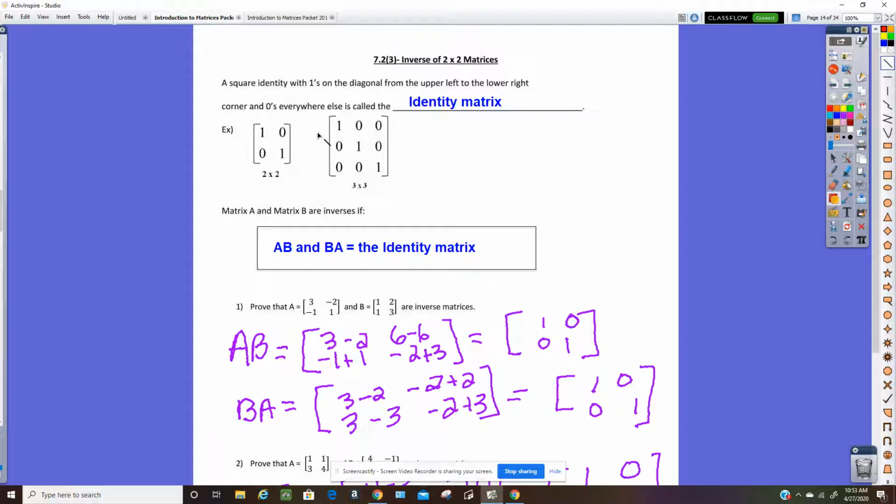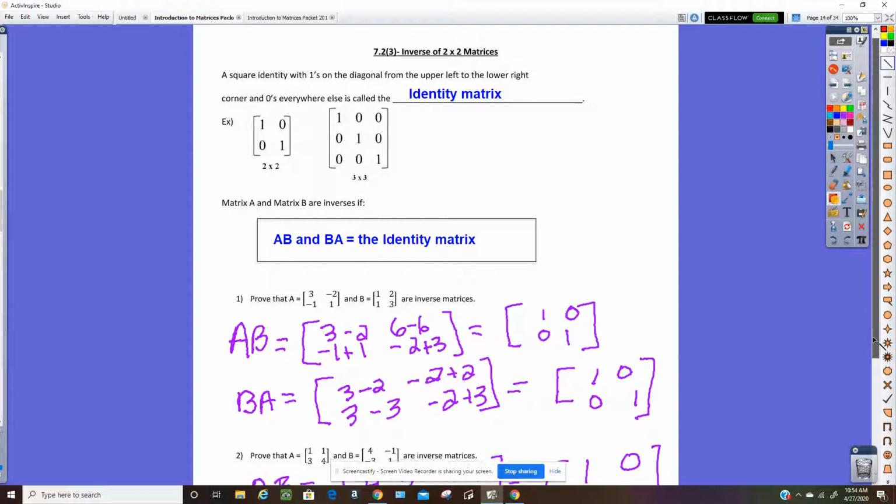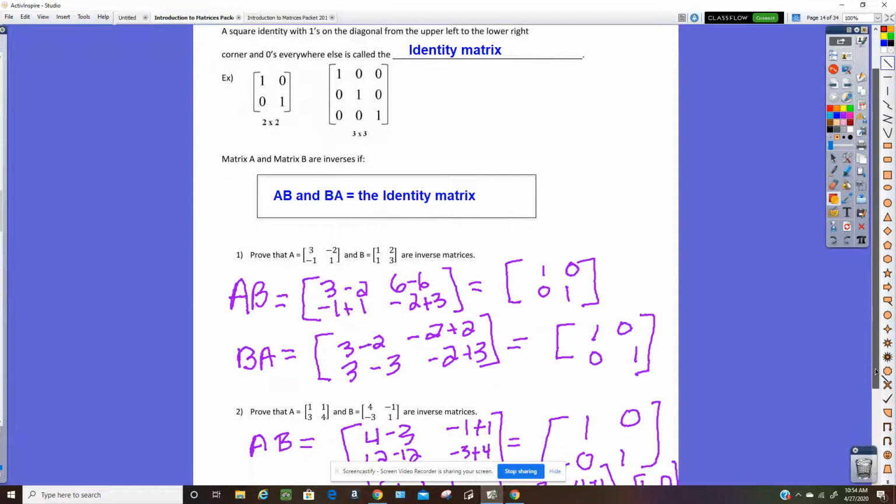So once again, the identity matrix: this is a 2 by 2 square matrix with ones on the diagonal. Here's a 3 by 3 square matrix with ones on the diagonal and zeros everywhere else. That's called an identity matrix. Matrices A and B are inverses if A times B and B times A equal the identity matrix. So this first problem says prove that A and B are inverse matrices.